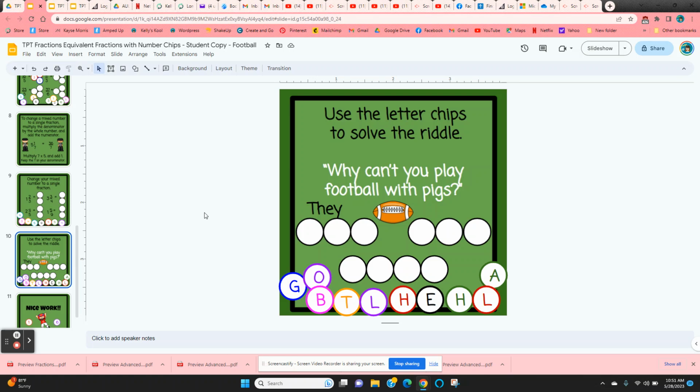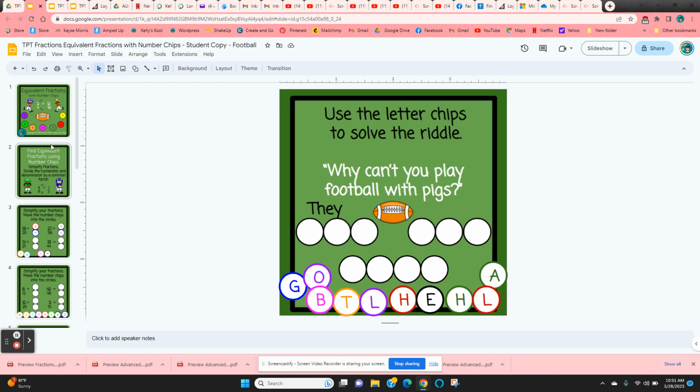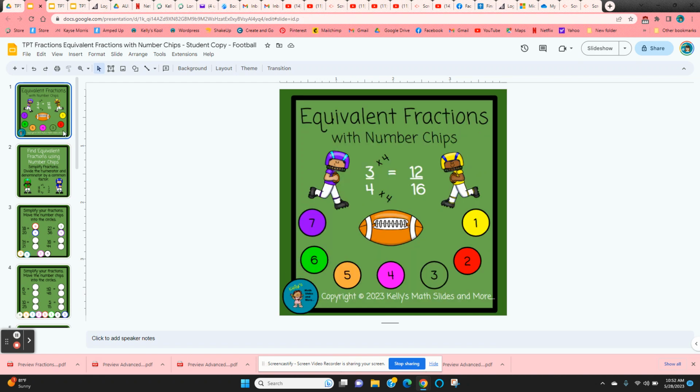When they get to the final slide, now they're given letter chips instead of numbers, and they're going to solve this football riddle. Why can't you play football with pigs? And they have to figure out the riddle using all of these letters. So that is equivalent fractions with number chips, football themed.